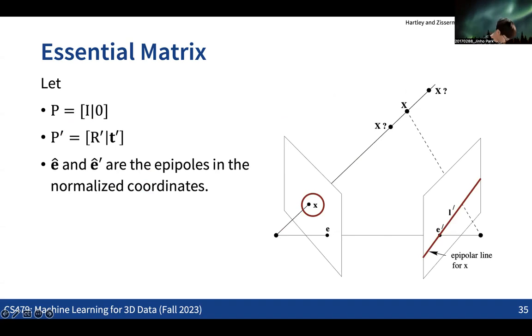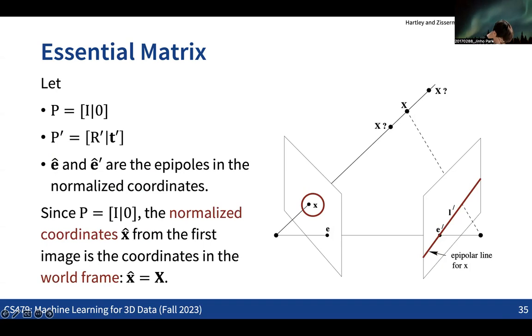Before we wrap up, one thing we are going to see is this case. As we have seen in the previous slide, we set the camera parameter for the first view as the identity matrix, and then we have the camera matrix for the second view. And let's say that E hat and E hat prime indicate the epipoles in the normalized coordinates for each of the images.